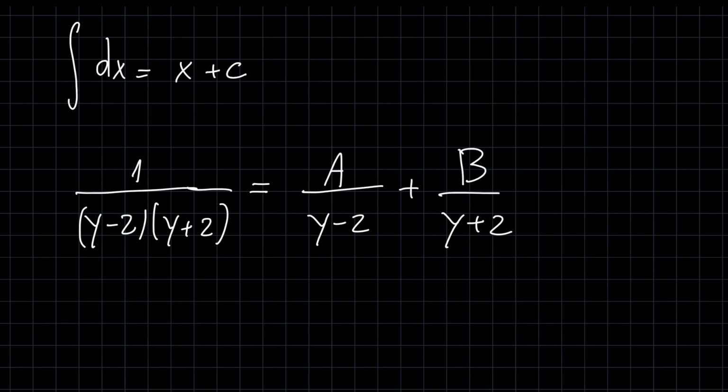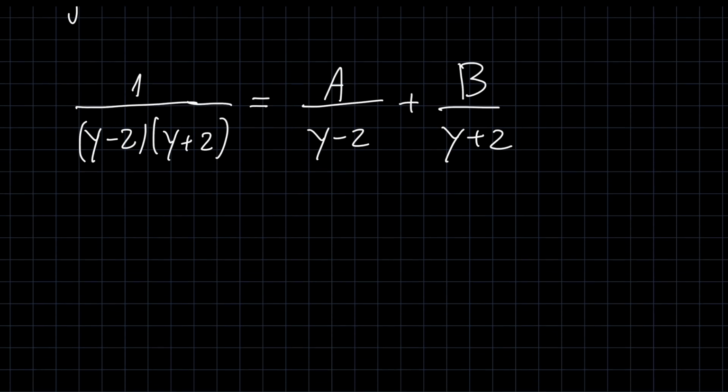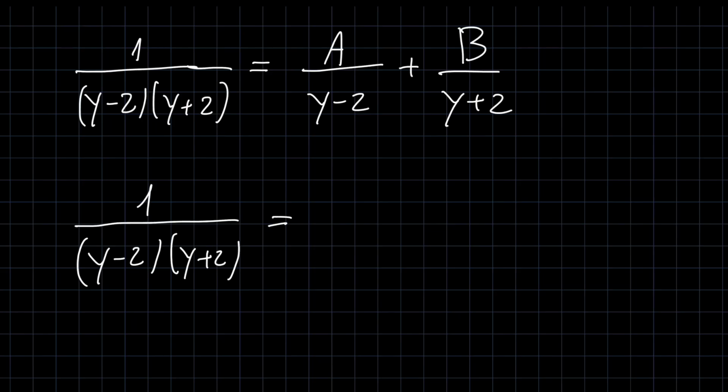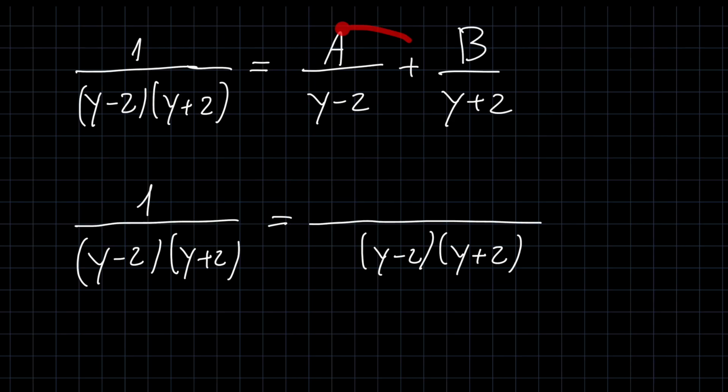To do that, I have to sum now the two fractions on the right hand side. So on the left hand side, I keep the same thing. And on the right hand side, the denominator I know is just the product of the two denominators. And now I just cross multiply. So a times (y plus 2) and b times (y minus 2). And I write it as it is. I don't expand anything.